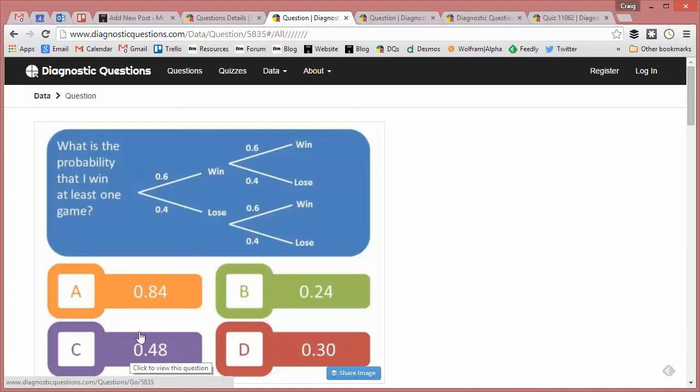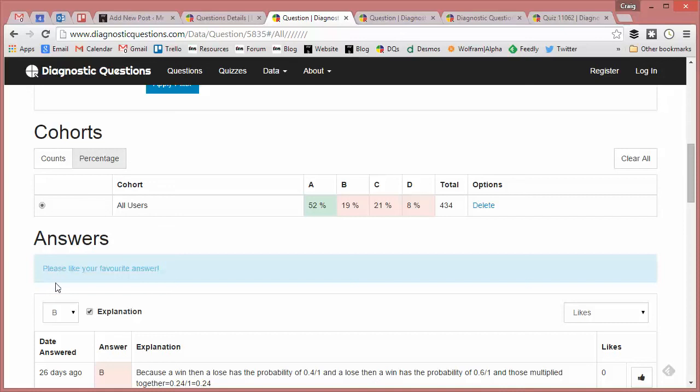And what about C, 0.48? Well, again, this is probably a little bit more common, and indeed over 1 in 5 students selected this answer who answered this question. You can probably predict where this has come from, 0.48. And this is a misconception with the concept of the question itself, the probability that I win at least one game. I think students here are seeing that as what is the probability I win exactly one game. Win and a lose, lose and a win, add them together. But don't take my word for it, let's read what the students have said themselves.